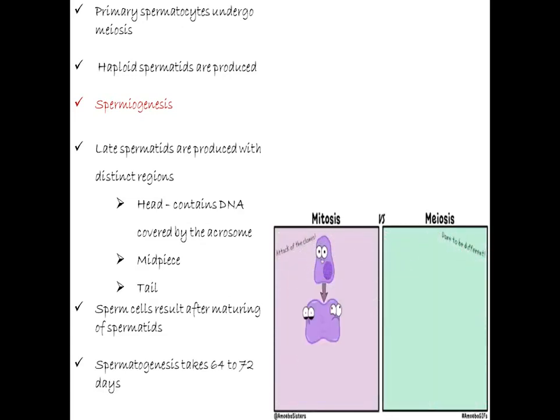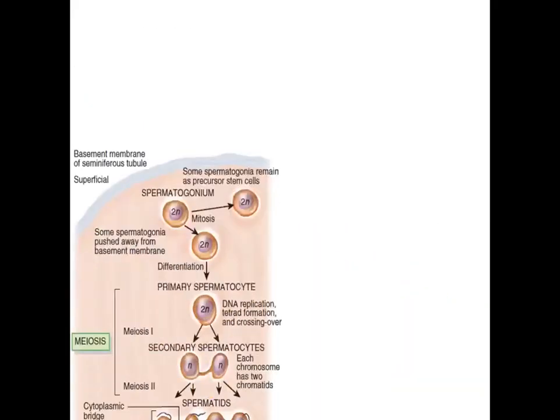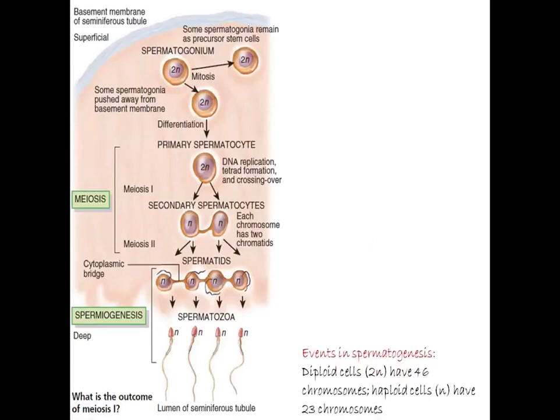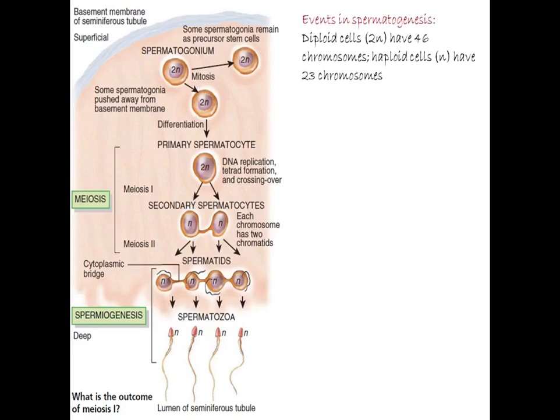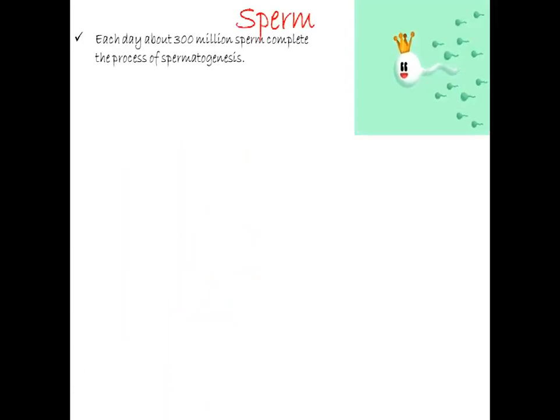These are the differences between mitosis and meiosis. Mitosis forms two new daughter cells and meiosis forms four new daughter cells, or the gametes. Events in spermatogenesis: diploid cells have 46 chromosomes and haploid cells have 23 chromosomes. These are the pathways of spermatogenesis. Next one is the sperm. Each day, about 300 million sperm complete the process of spermatogenesis.